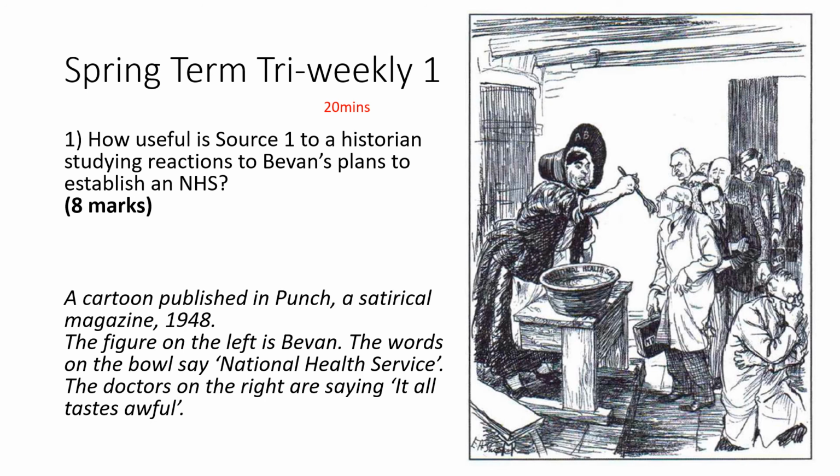The question is: how useful is source 1 to a historian studying reactions to Bevan's plans to establish an NHS? The provenance is a cartoon published in Punch, a satirical magazine, in 1948. The figure on the left is Bevan. The words on the bowl say National Health Service. The doctors on the right are saying it all tastes awful. So no more than 20 minutes to write that, with a bit of time to plan.